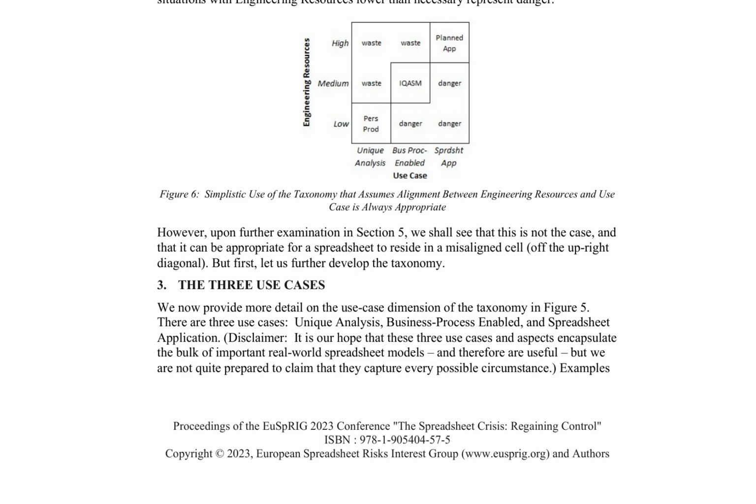The authors explore the use case dimension of the taxonomy, identifying 3 primary use cases: unique analysis, business process enabled, and spreadsheet application. These use cases are not exhaustive, but they aim to capture the bulk of real-world spreadsheet models. The authors acknowledge that their proposed use cases may not cover every possible circumstance, but they hope to provide a useful framework for understanding spreadsheet models.